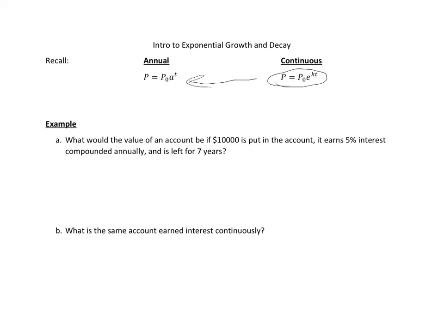account, it earns 5% interest compounded annually, and is left for 7 years? So since this is annually, we're going to somehow write P equals P naught times A to the T. And remember, A equals 1 plus our rate.